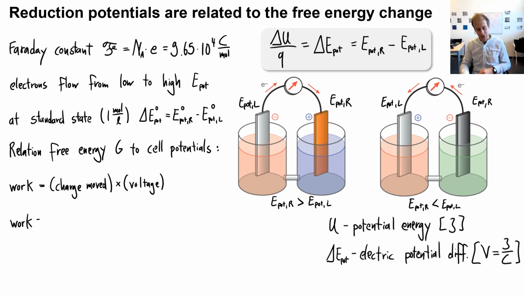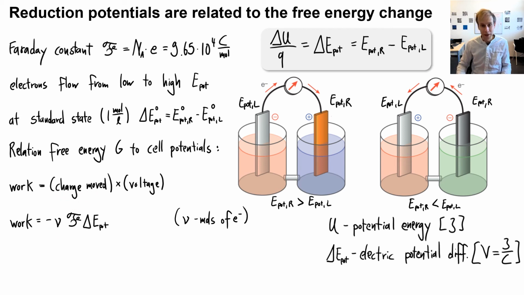So we can now express that work with the amount of moles of electrons that are being moved, times the Faraday constant, and you see it has the unit coulombs per mole, and when we multiply it with the moles, then we get just coulomb. So this will be the charge that is moved, and then we just multiply it with the voltage, which is the electrochemical cell potential.